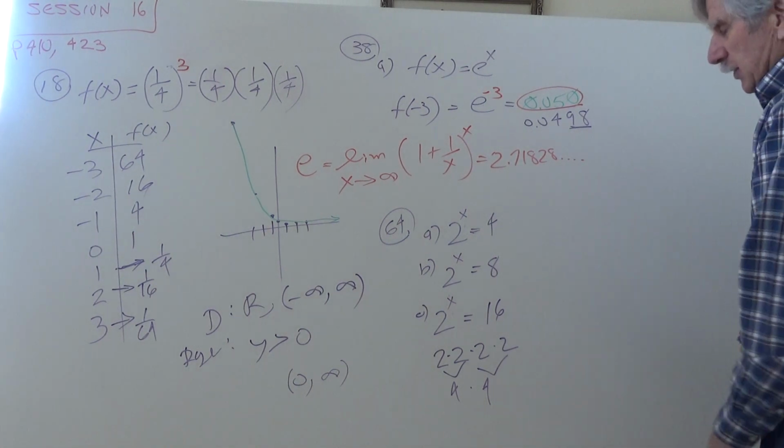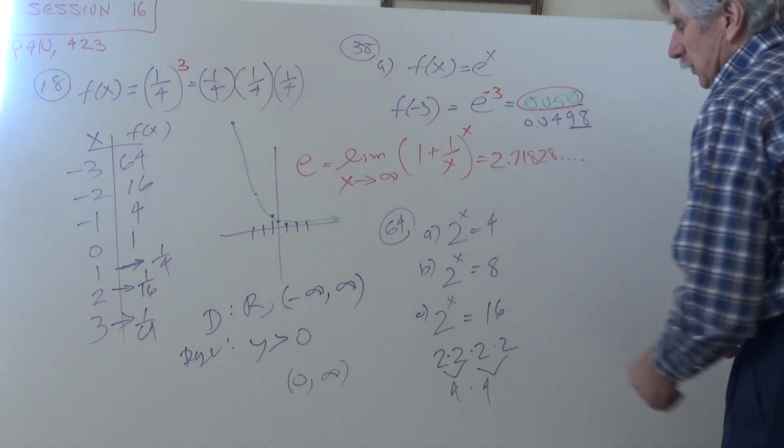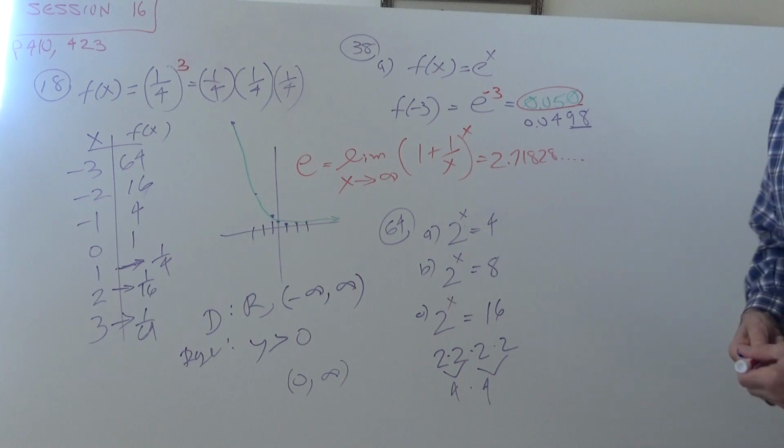Now let's go and get the answers here, and then we'll talk some more about what's coming after this. If 2 to the x is 4, I think you'll agree that 2 to the second is 4.